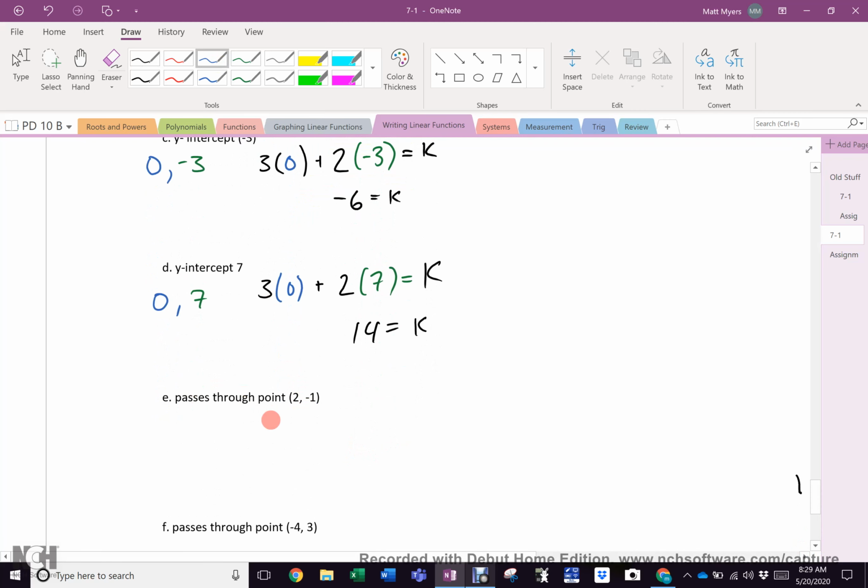There's my x. There's my y. So it's just 3 times 2 plus 2 times -1 equals k. So that is 6 minus 2 equals k. So k equals 4. And I know some of you are going to say, k equals 21, what? K equals 4.